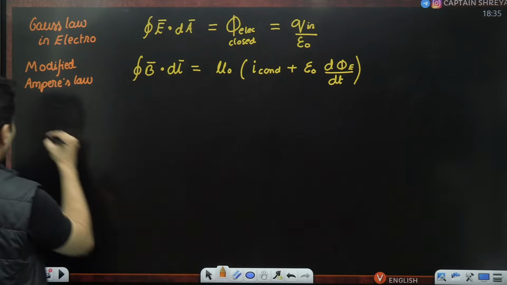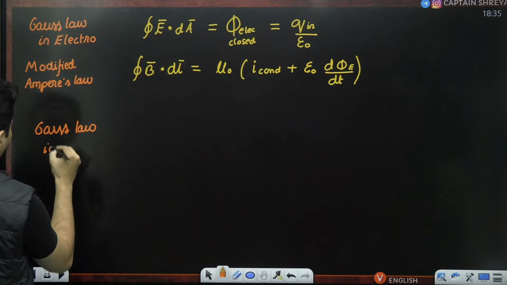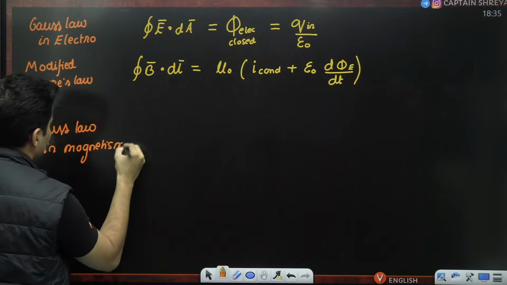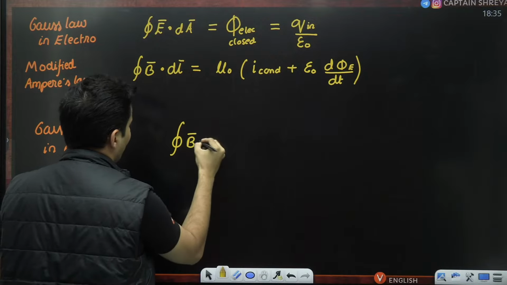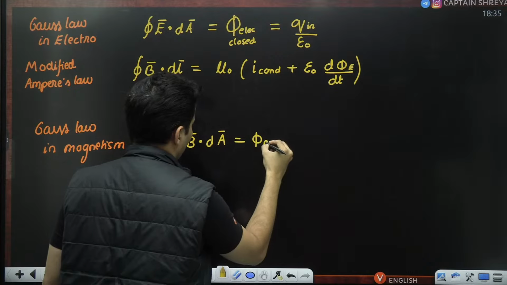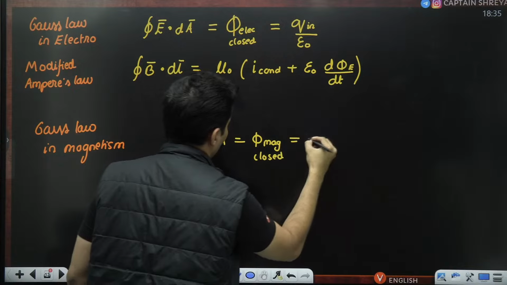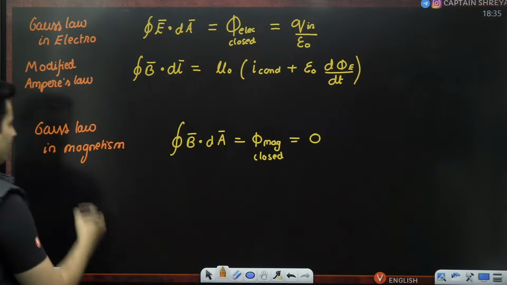Then there is also Gauss's law in magnetism, if you remember. That was integration of magnetic field with area, which is the total magnetic flux on a closed surface, and it is always going to be 0. We have seen this in the chapter of magnetism.